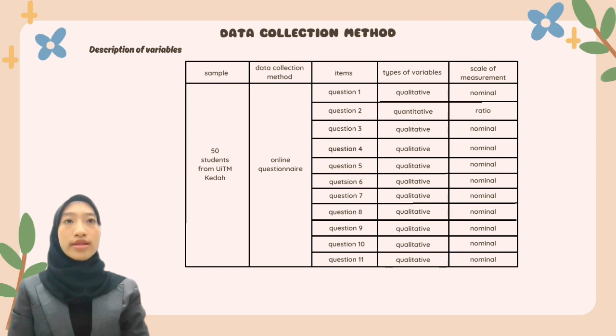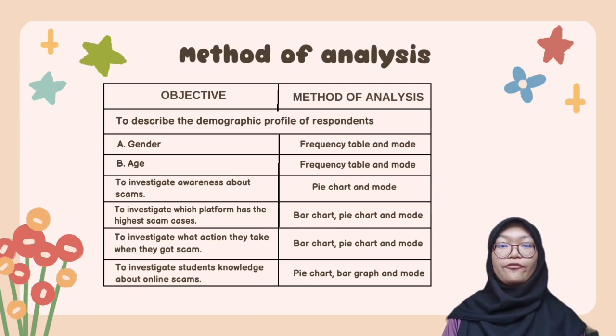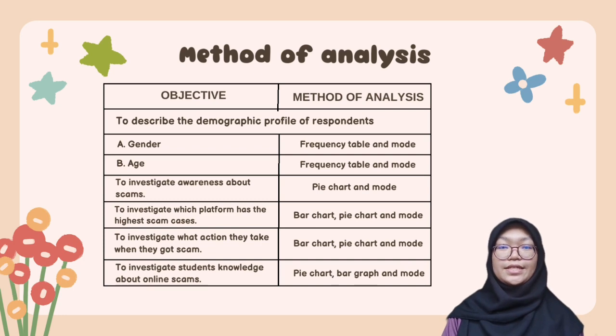For question 1, the type of variable is qualitative and the scale of measurement is nominal. For question 2, the type of variable is quantitative and ratio. And for questions 3 until 11, the type of variable is qualitative and the scale of measurement is nominal. Method of analysis to describe the demographic profile of respondents: the method of analysis for gender and age is the same, which is frequency table and mode.